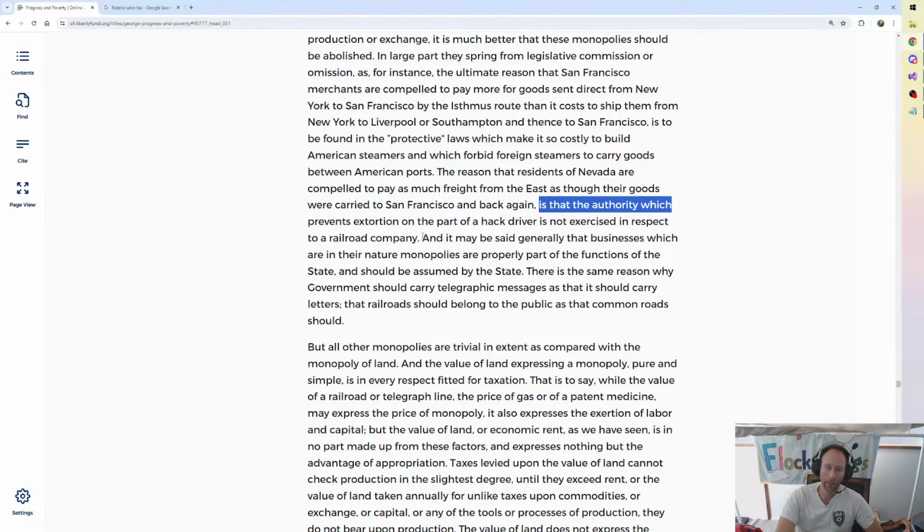And it may be said generally that businesses which are in their nature monopolies are properly part of the functions of the state and should be assumed by the state. There is the same reason why government should carry telegraphic messages as that it should carry letters. The railroads should belong to the public as that common roads should.